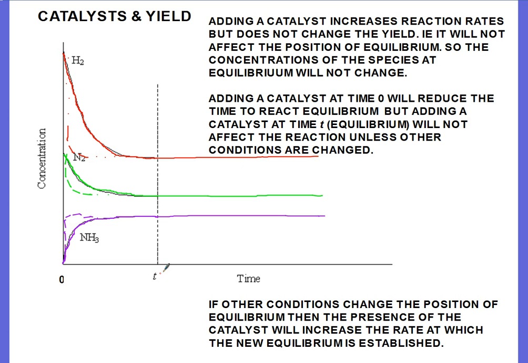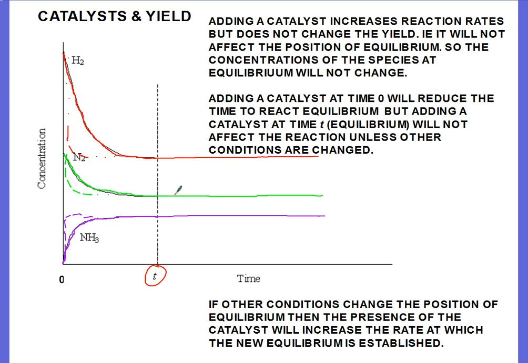Now, if we added a catalyst at time t, an interesting question in one of the trials this year, the answer is nothing will happen. Okay, the catalyst will just sit there because it's already reached equilibrium. The catalyst won't make it reach equilibrium any faster. So the catalyst will just sit there, and the reactants will stay, and the products will stay at their same concentrations.